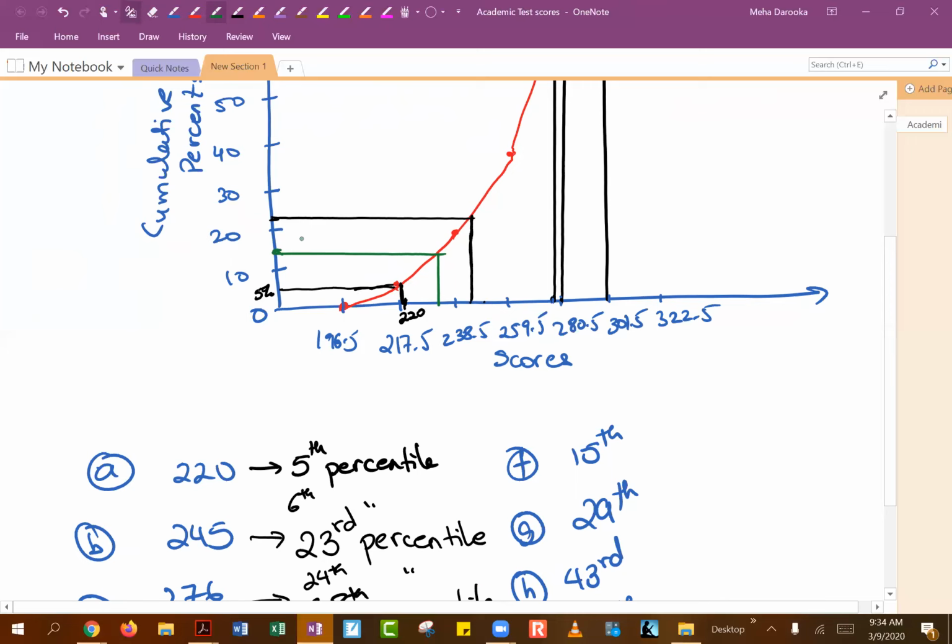So what would we estimate for 15th percentile? What number would this be here? Between 217.5 and 238.5, but more than halfway towards 238.5.